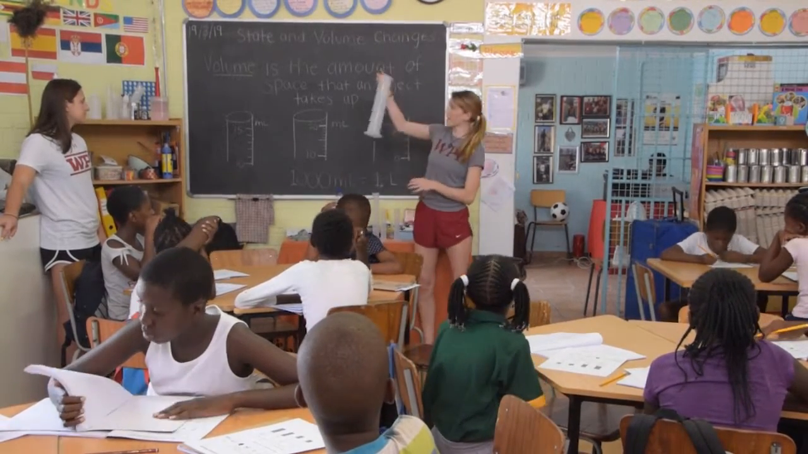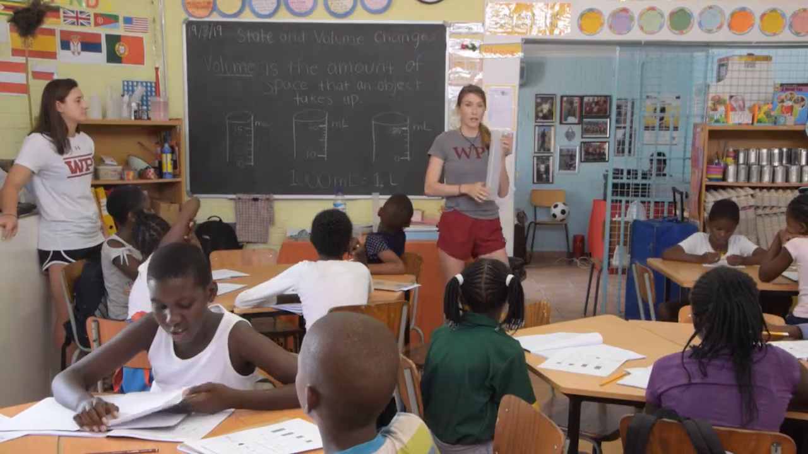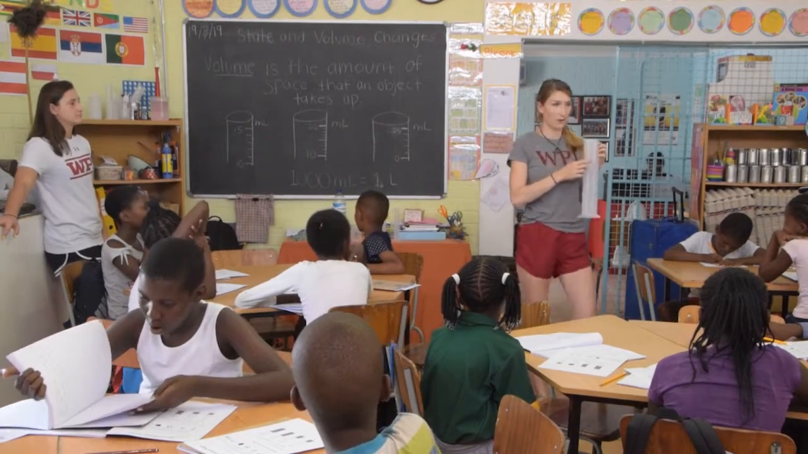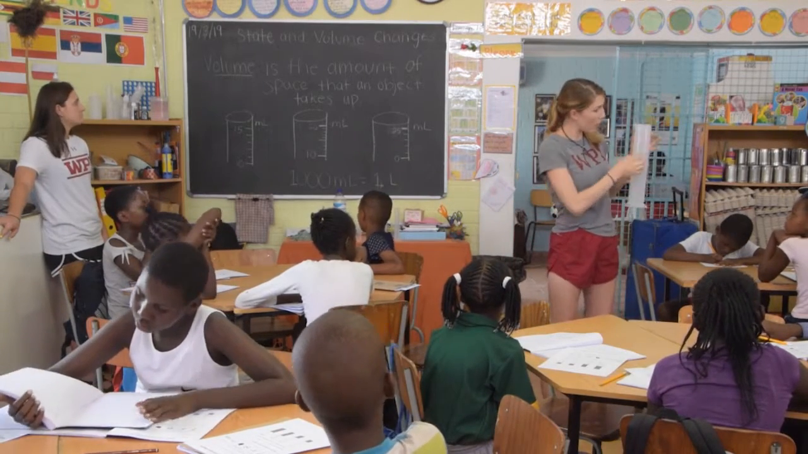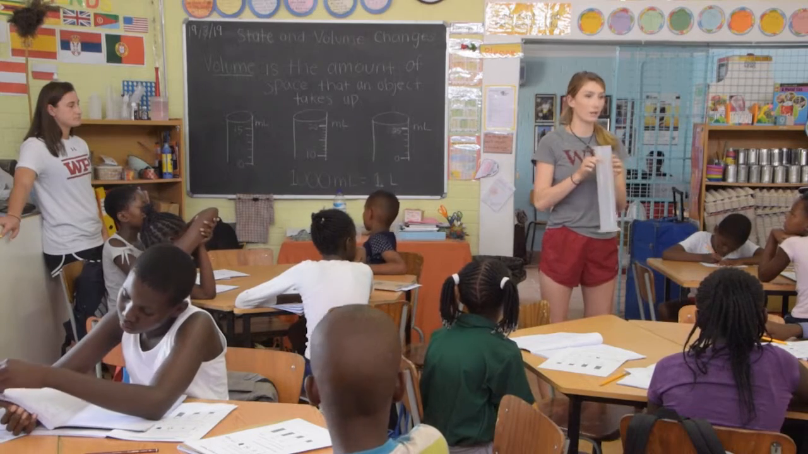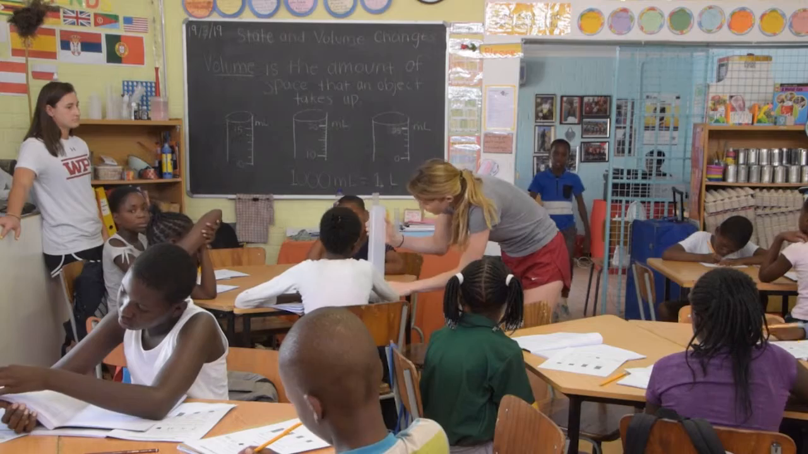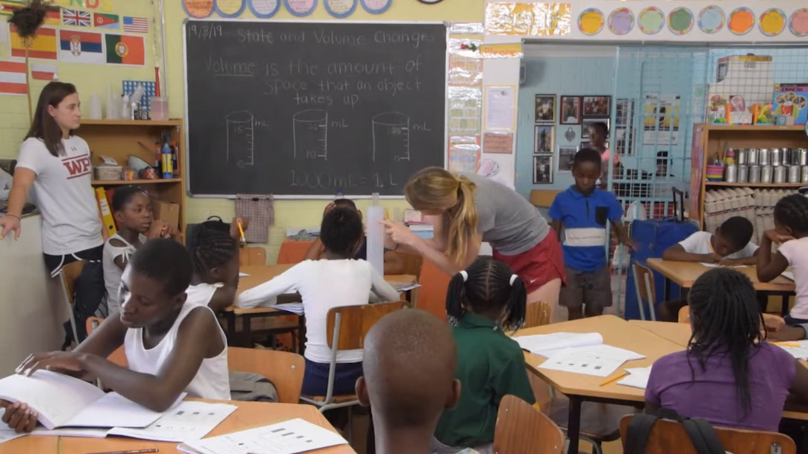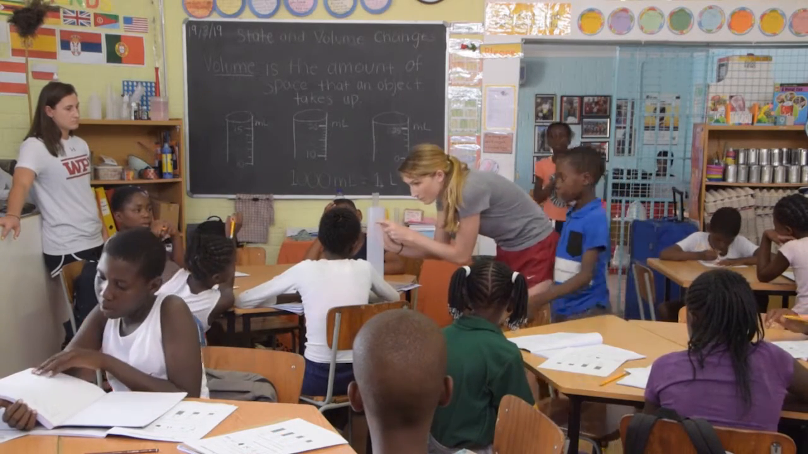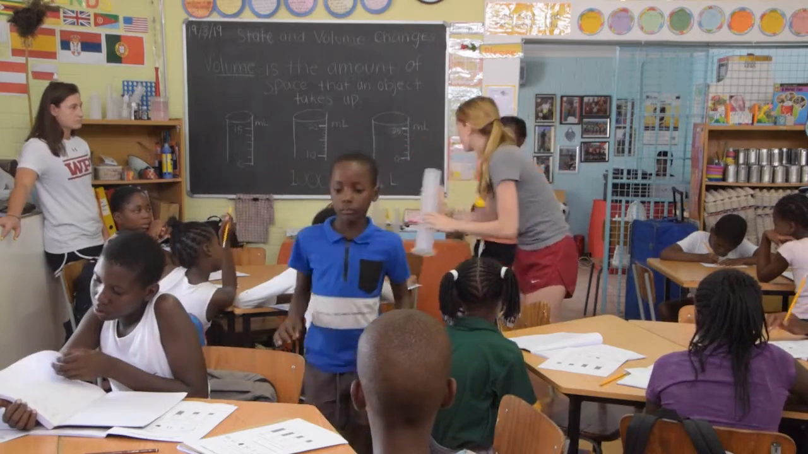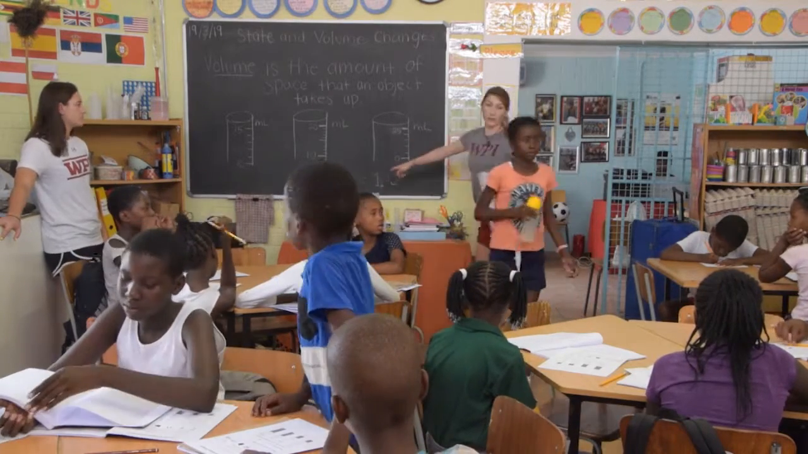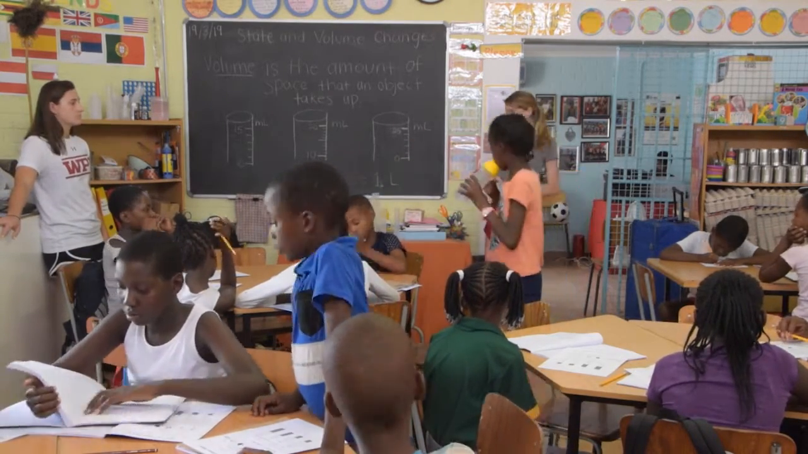So let's talk for a second about what a liter is and what a milliliter is. This graduated cylinder is 1 liter big. So if I fill this with water, then I have 1 liter of water. Can you look at this and tell me how many milliliters in total? 1,000. So 1,000 milliliters is equal to 1 liter.